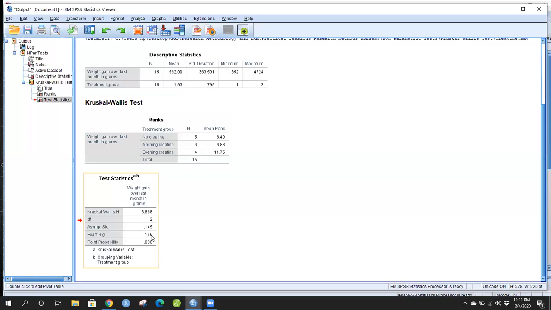So there is no statistically significant difference between the mean weight gains across these three groups. We can say that the study did not demonstrate any effect from the creatine condition, that is the body supplement condition, whatsoever it is, whether the person is given it in the morning, in the evening, or maybe the person is not given it at all.